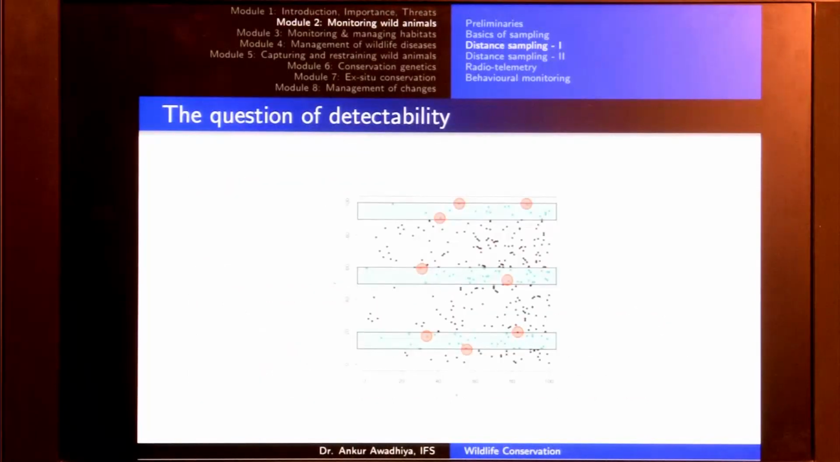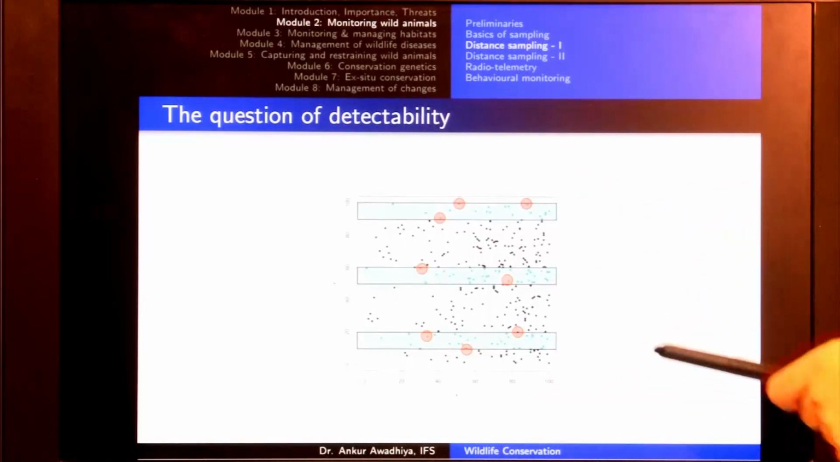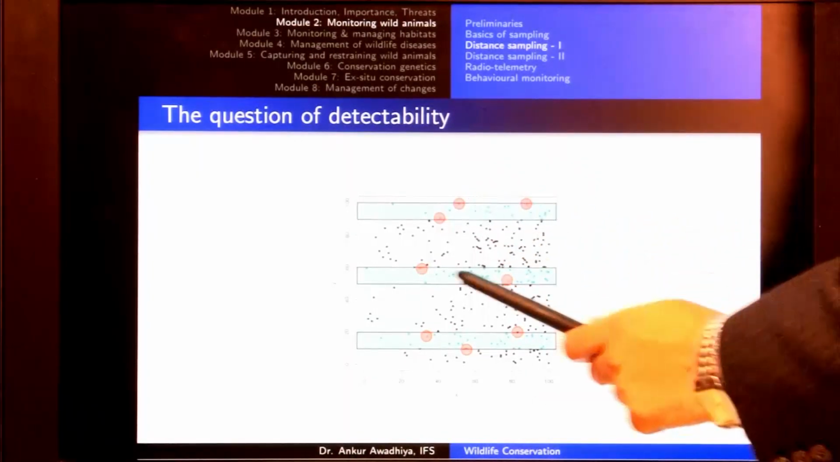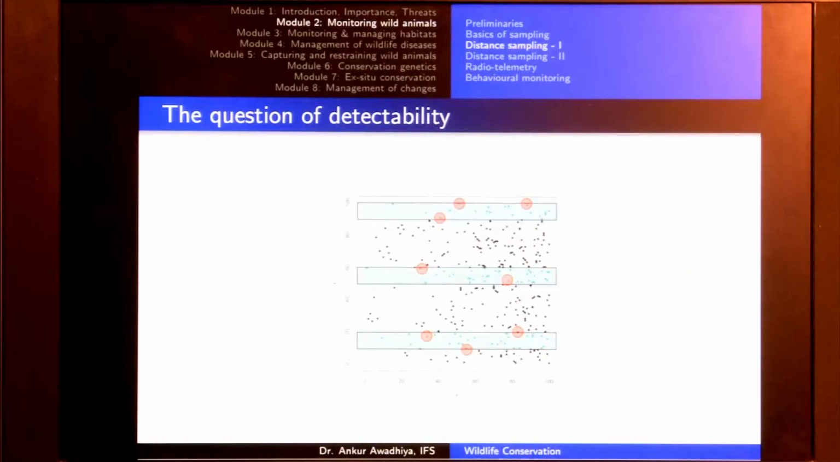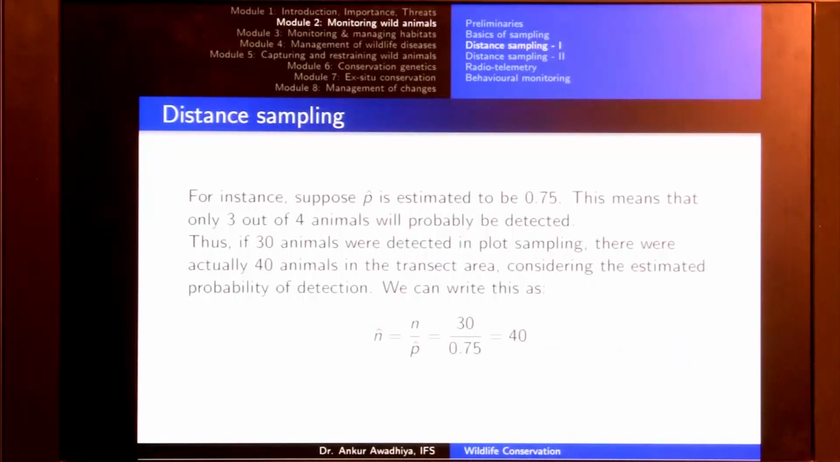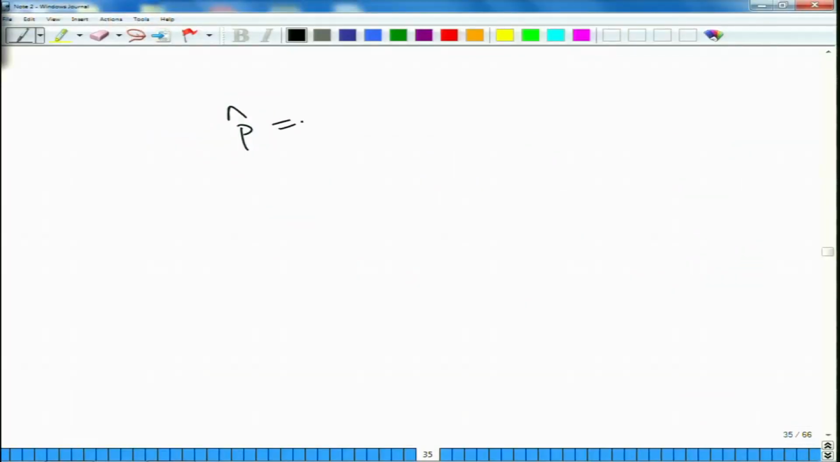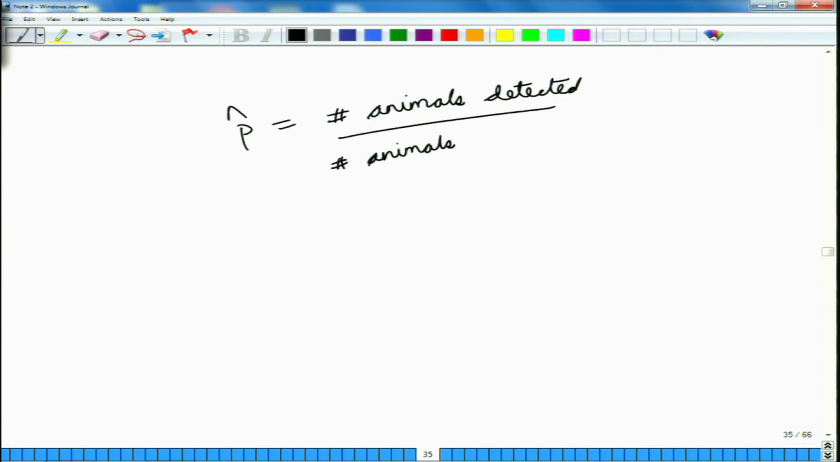What we want to say in this case is that when we moved on these transects, when we took out these strip plots, there were some animals that we missed out, and suppose out of every 4 animals we were only able to see 3 animals and we missed out 1 animal. So, in that case our probability of detection, that is p hat, is given by the number of animals detected divided by the number of animals actually present.